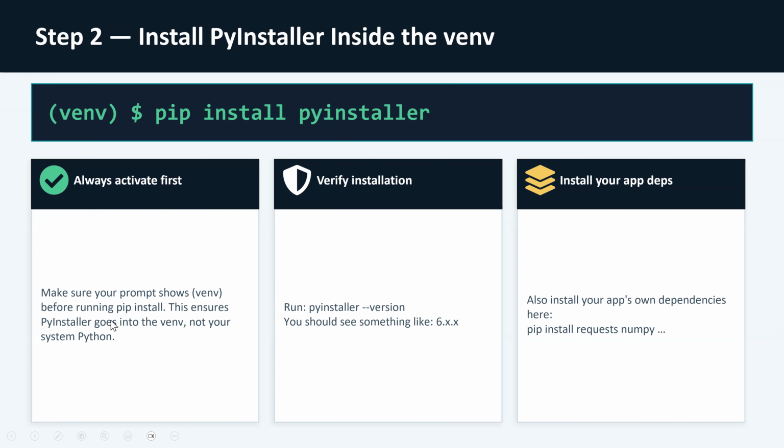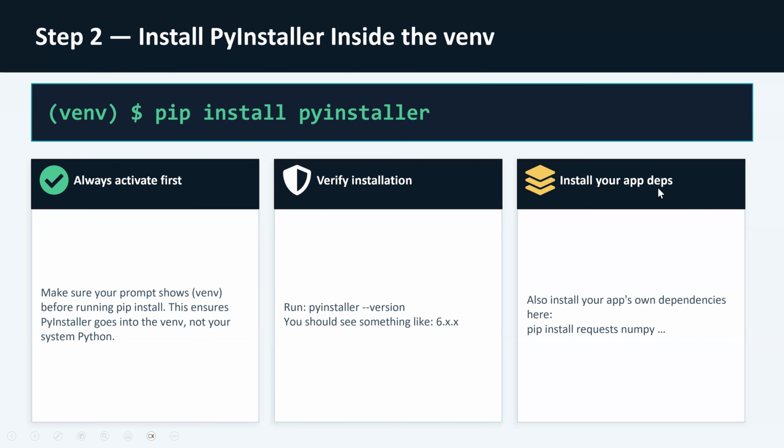Make sure your prompt shows a virtual environment before running pip install. This ensures PyInstaller goes into the virtual environment, not your system Python. This is very important. Always activate it inside the virtual environment. And then verify the installation, so you can run pyinstaller --version, as I told you. You can verify what version you're running, and you might be getting 6.x or whatever version it was at the time that you did it. The .x will give you the version number.